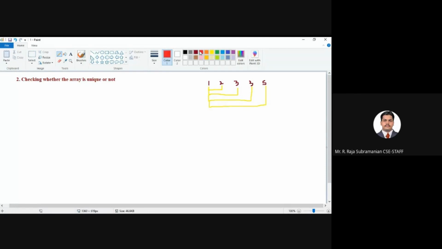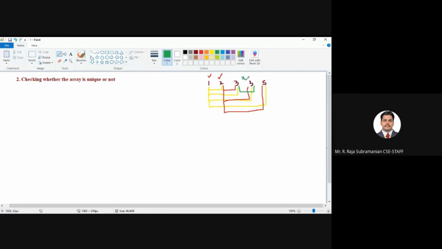Next, I'll compare the second with the third. Next, this will be compared with this. Next, this will be compared with 5, right? Next, I find that both the first and the second element are unique. Next, I'll compare 3 with 3. Now I found that 3 and 3 are the same, so they are not unique.